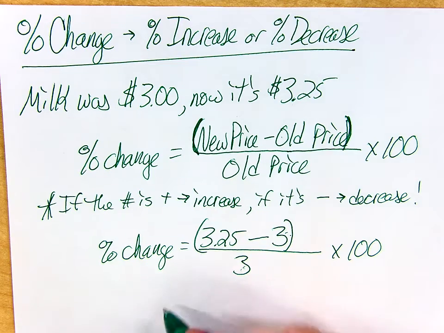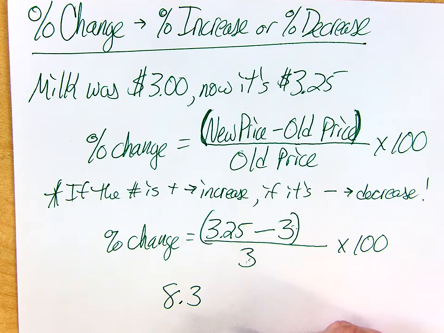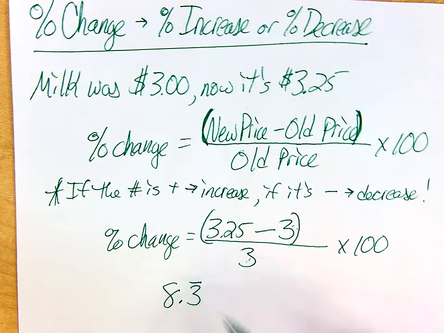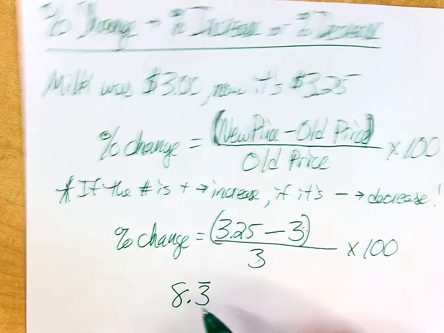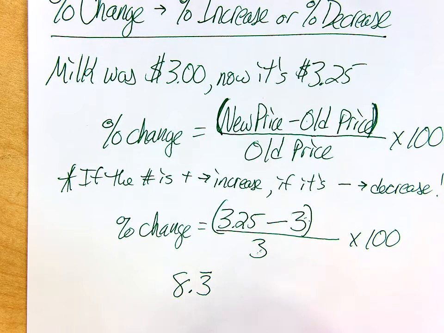All right, so my answer was 8.3. Now, let me ask you, guys, do I put the percent symbol on 8.3 or not? Yes. How do you know when you do or don't? Oh, no. I should have the repeating bar. You're right about that. But I'm wondering about that percent symbol. Do I put it on here or don't I?